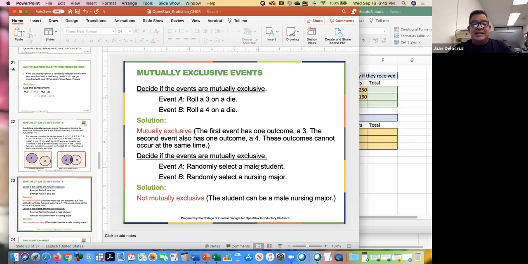So decide if the events are mutually exclusive. We mentioned this: randomly selecting a male student and randomly selecting a nursing student. Many students at Lehman are males, and many of the nursing students are also males. So that is non-mutually exclusive. The student can be a male nursing major.